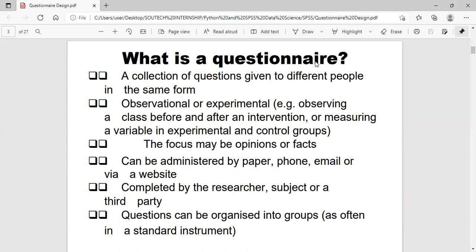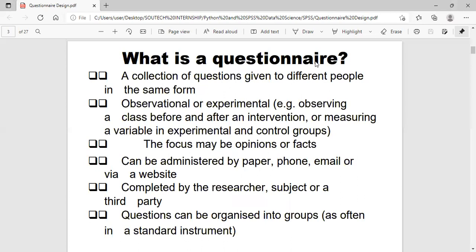A questionnaire is a collection of questions given to different people in the same form. Usually when a questionnaire is created, it is made to answer certain questions about a particular topic. You don't see several topics in a particular questionnaire. You see one topic, a description, and different questions in line with that topic.